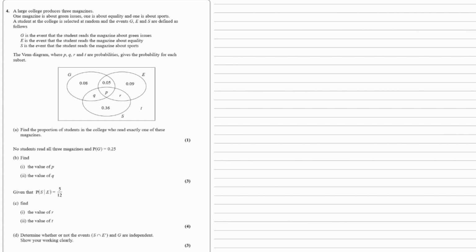Part A, find the proportion of students in the college who read exactly one of these magazines. So for part A, we are looking at the sections which are representing exactly one, which will be this 0.08, 0.36, and 0.09. So we can just add these probabilities to find that. And if we work that out on the calculator, that gives us 0.53.